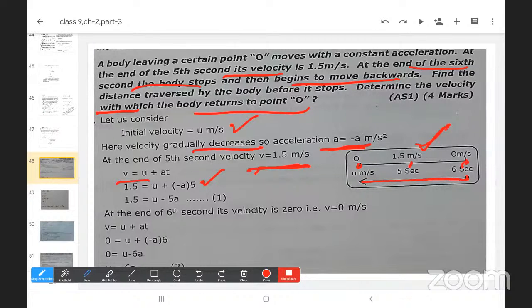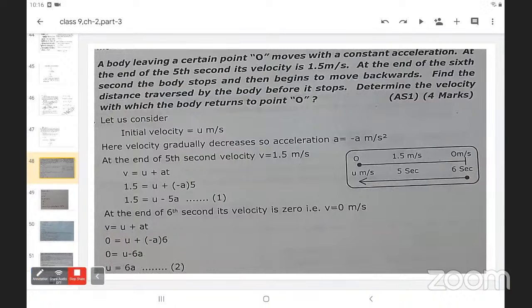Now, given at the end of 6th second, its velocity is 0. Okay, so that is V equals 0 meter per second. So again substitute the values in the same equation. V equals U plus AT. So here 0 equals U plus minus A of 6. Right? So we got U minus 6A, so we can write U equals 6A. Okay? So take this as equation 2.